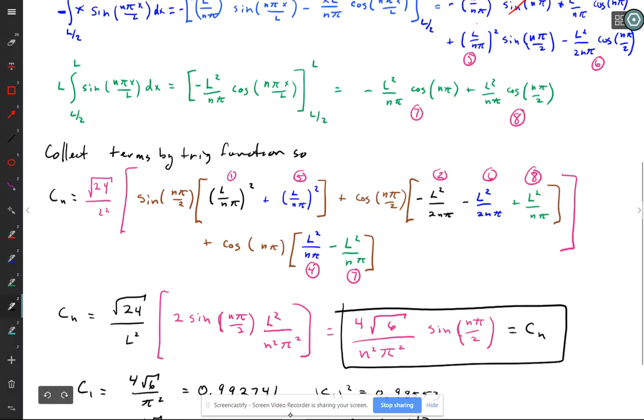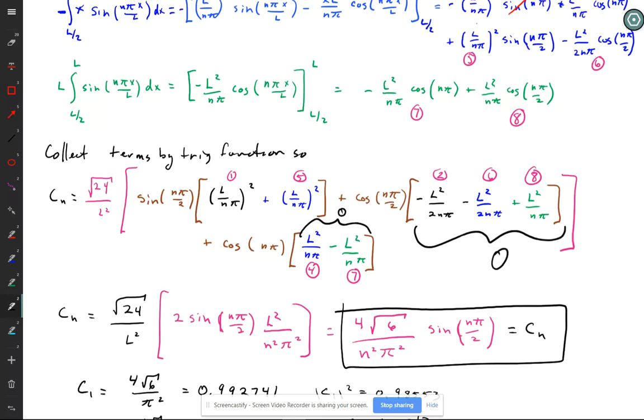And then what you see is these add to 0, and these likewise add to 0. And so the 2 cosine terms just disappear.